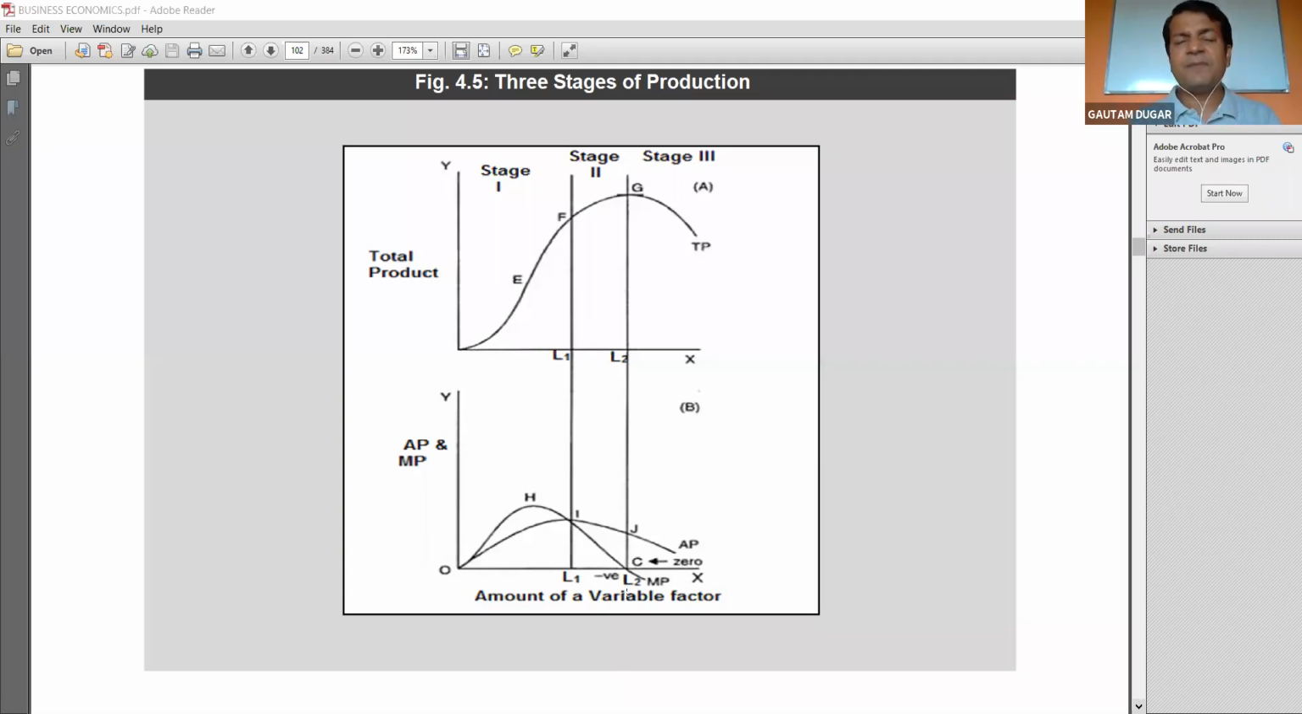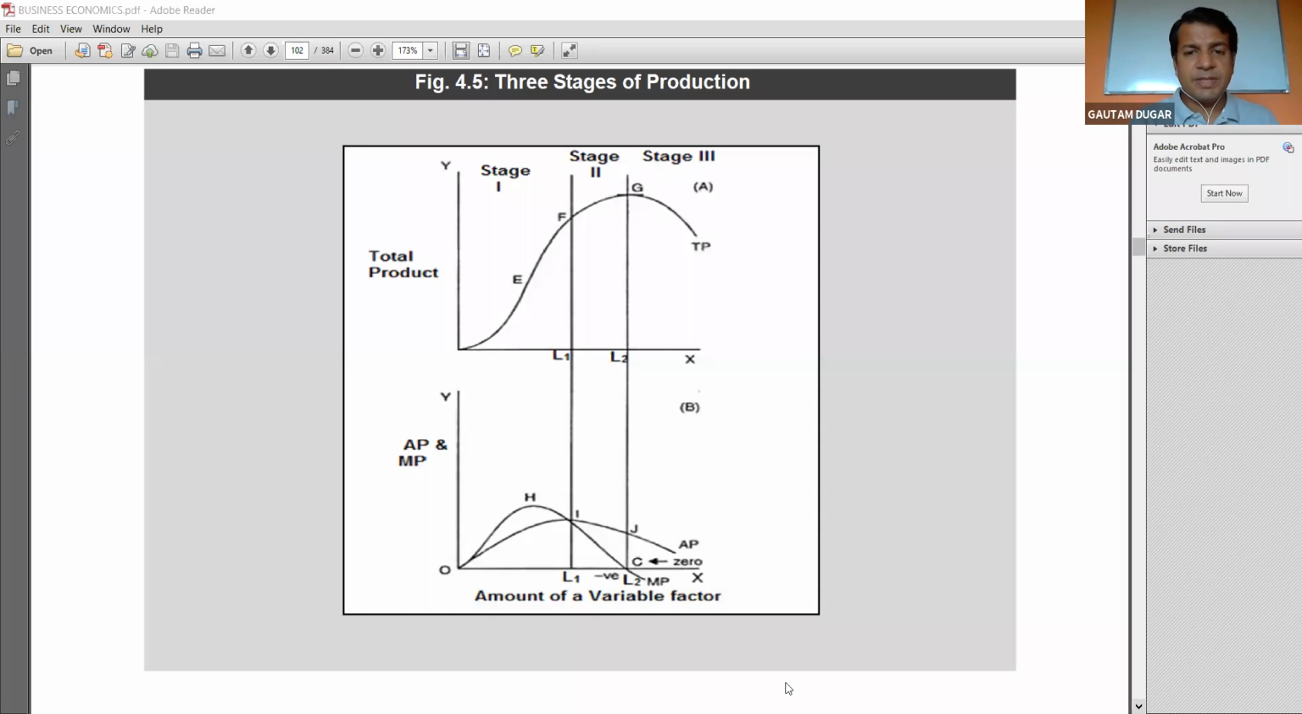So definitely, if any producer has reached the third stage, then that is called a stage of economic absurdity. It's an absurd stage. It's not worthwhile to operate in the third stage. The operator will have to reduce the variable factors and try to come to the second stage.